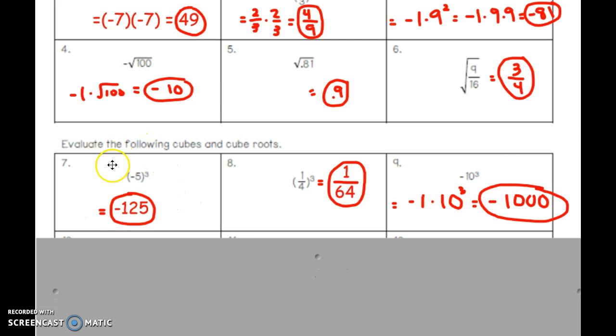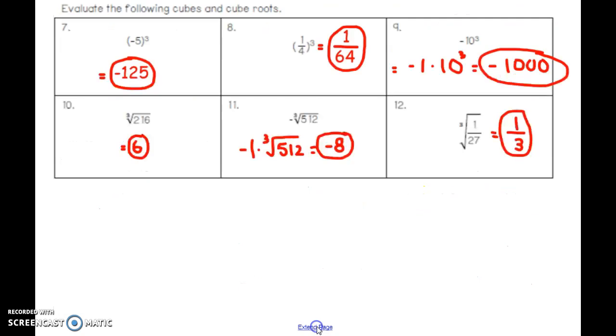This one is having us practice some cubes and cube roots. So here is -5 in parentheses to the third power, so you should get -125. This is 1/4 to the third power, so you should get 1/64. And this is that negative separate from the number that we're cubing. We're cubing the 10, so 10 times 10 times 10 times -1 gives you -1,000. And on the bottom, we have to take the cubed root. So remember, you're using the 3, the second button, and then the caret button to get this in there. It gives you 6. This has a negative sign separate, so we just know we're going to get a negative answer when we find the cubed root of 512.